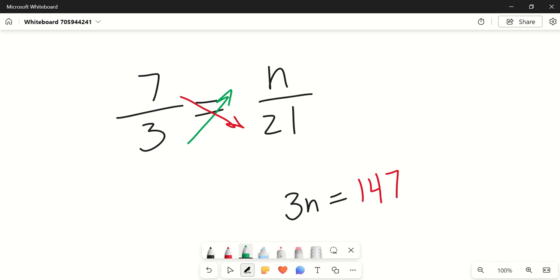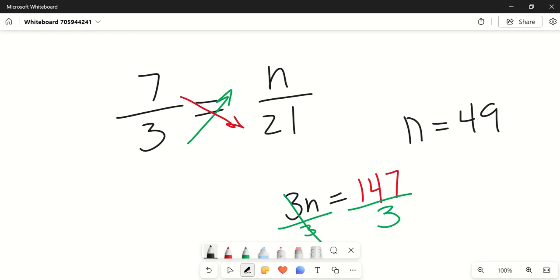Now I need to isolate the variable by dividing it by 3. I need to undo what's happening to n. That'll cancel out. N will now equal whatever 147 divided by 3 is, which will give me a total of n equaling 49. And that's it.